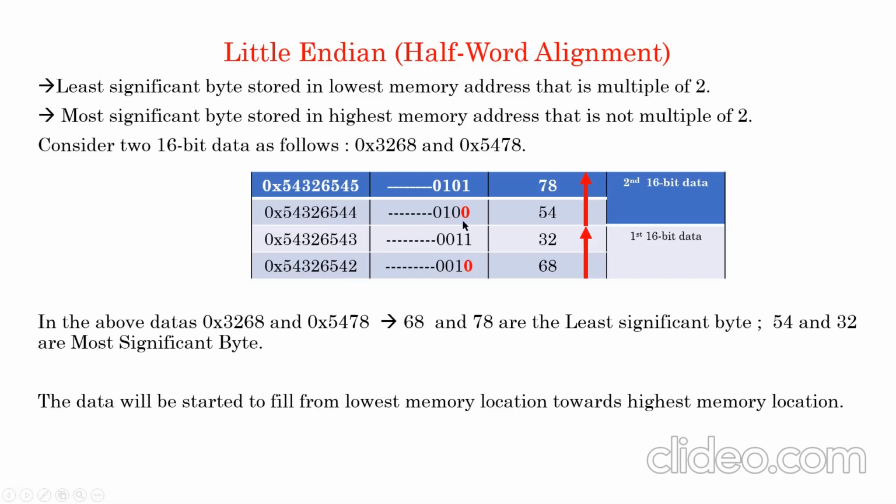So 78 is stored in the location 44, and 54 is stored in the location 45. So the data will be filled from the smallest memory location towards the highest memory location. This is the basic concept.